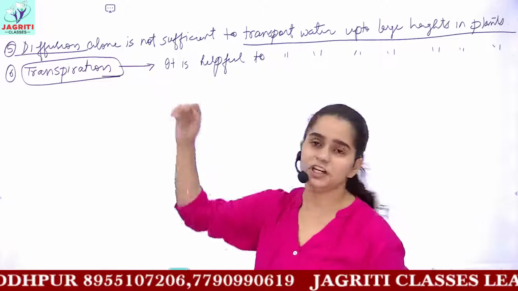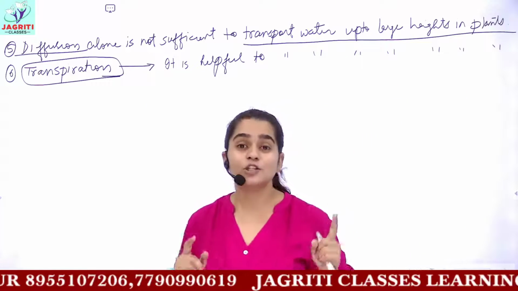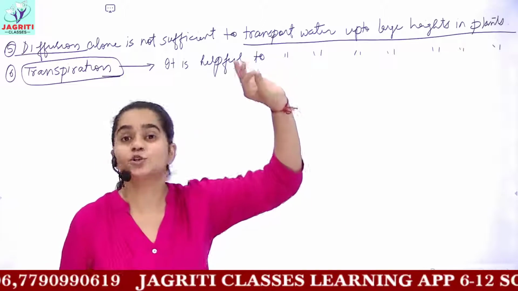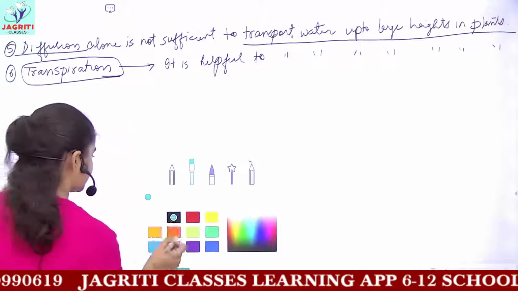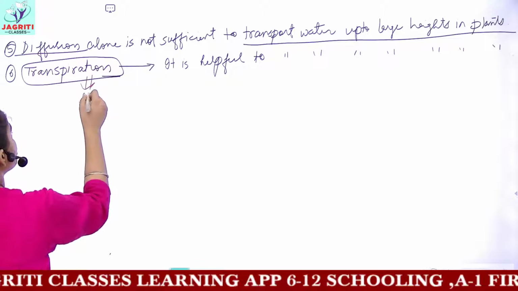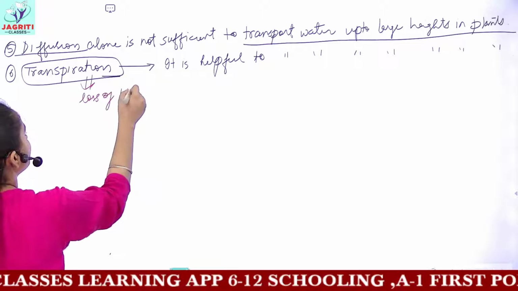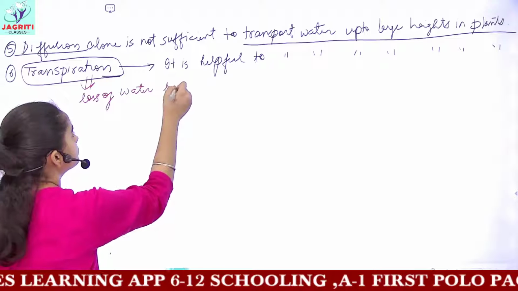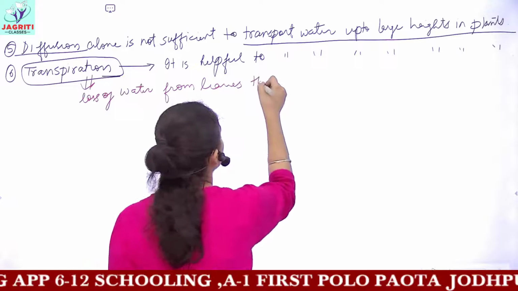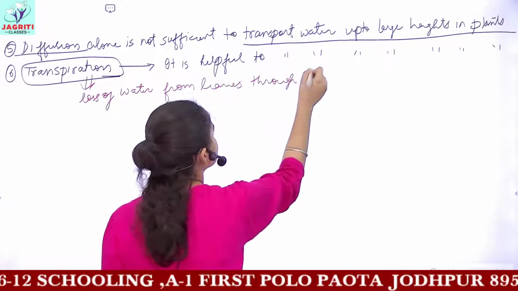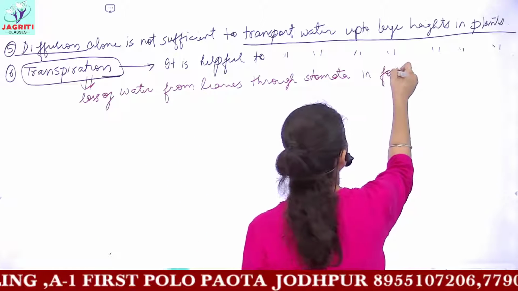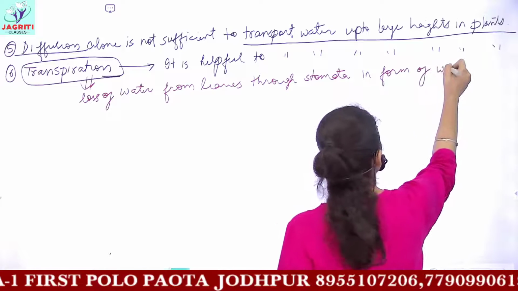What is transpiration? Transpiration is the loss of water in the form of water vapor from the leaves through stomata. Again, recalling the definition of transpiration, that is loss of water from the leaves through stomata in form of water vapor.